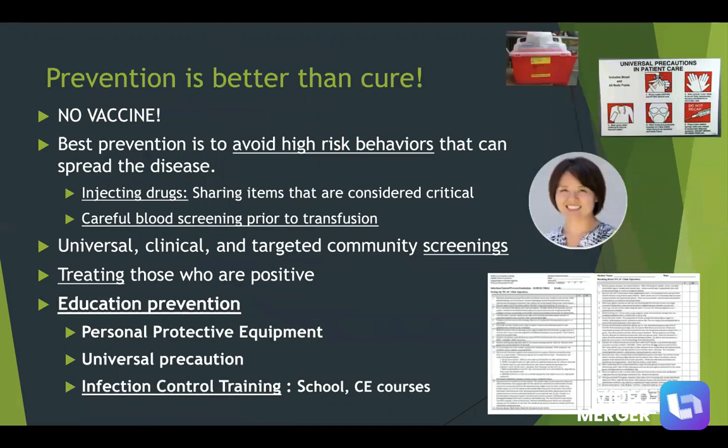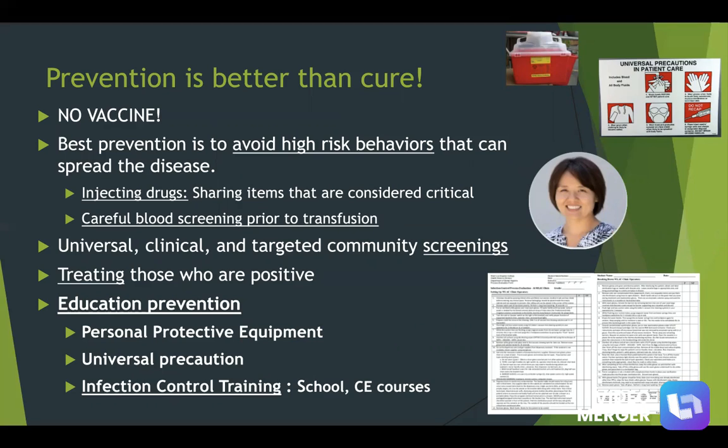Now, the big thing to take away from this, guys, is prevention is better than cure. There is no vaccine for hepatitis C, so the best prevention is to avoid high-risk behaviors that can spread the disease, two of which are injecting drugs and also making sure to be very careful with blood screening prior to transfusion. There's also universal clinical and targeted community screenings. There's treating those who are positive, so it prevents them from transmitting the disease. And also what we're doing, education prevention.